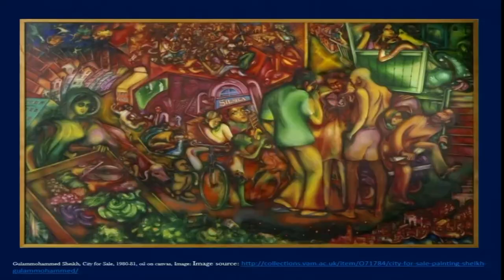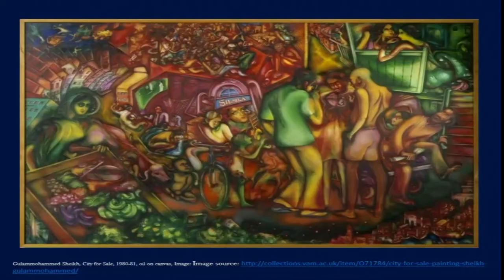Even though Ghulam Sheikh was also working in oil on canvas, his approach was very different if we compare it with M.F. Husain or Ara or Souza or someone else. So what was happening in Ghulam Sheikh's canvas? This is one of the examples that we have on screen, made around 1980, 1981. It is called City for Sale, an image which was painted after the riot in Baroda in Gujarat.